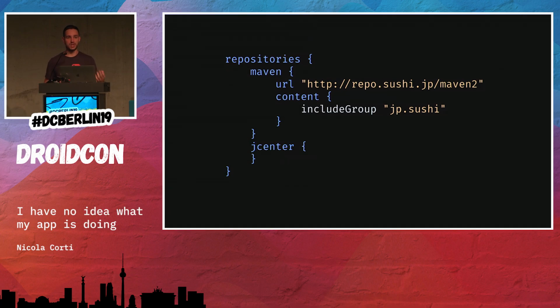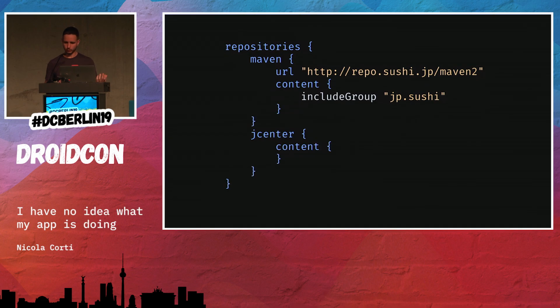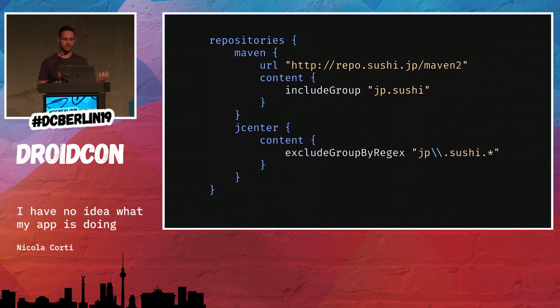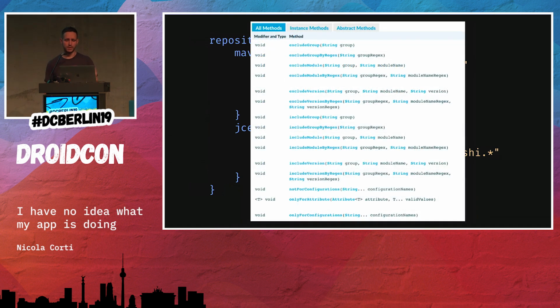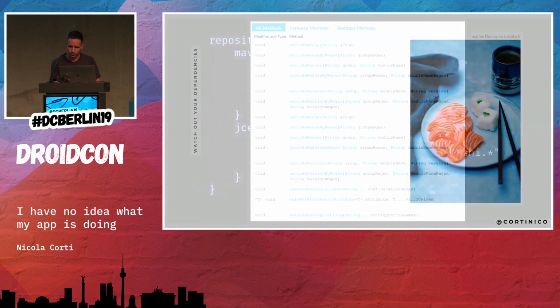And you can say that inside jcenter, for example, you want to exclude group by regex, for example, JP Sushi. This allows you to make sure that your internal company dependencies are not fetched from an external repository. It's also really flexible, because there are a lot of functions that you can use with regex, and you can specify all of your configuration.